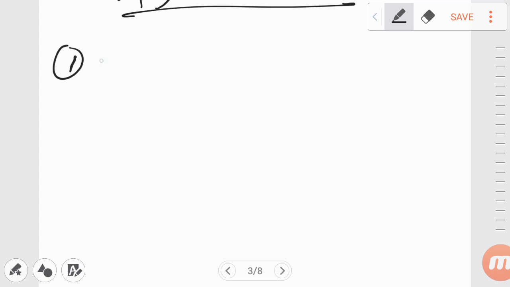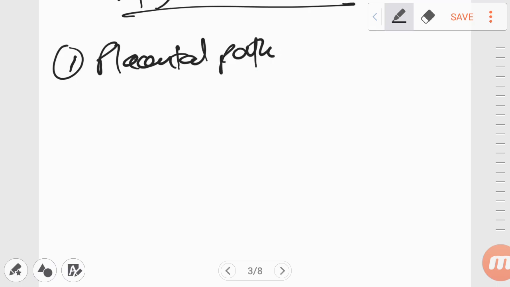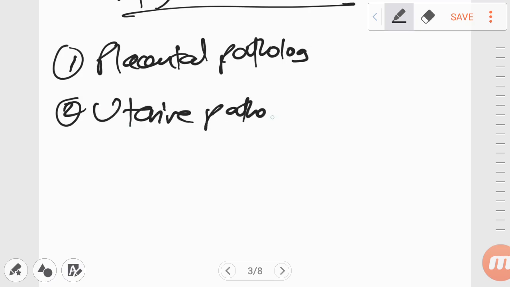Number one, placental pathologies resulting in undernutrition of the fetus can cause this. For example, placental infarctions, right? Placental pathologies such as placental infarctions, or something called twin-to-twin transfusion syndrome, and any placental pathology can result in IUGR. The next thing that can result in this is uterine pathologies, right?